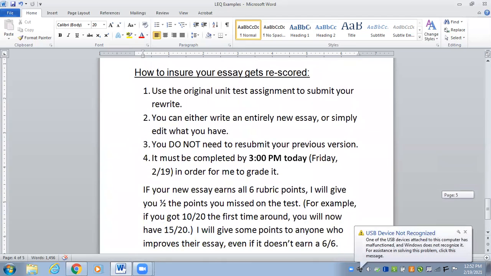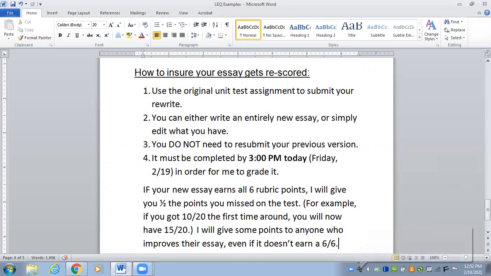Here is what I'm asking from you. I don't think you have to unsubmit now because I've returned everything to you, but you can simply resubmit your assignment, your rewritten essay, to the original unit test assignment. So you'll turn it in there. I don't care if you write an entirely new essay or if you edit what you have. Either way is fine. You do not need to resubmit your previous version.